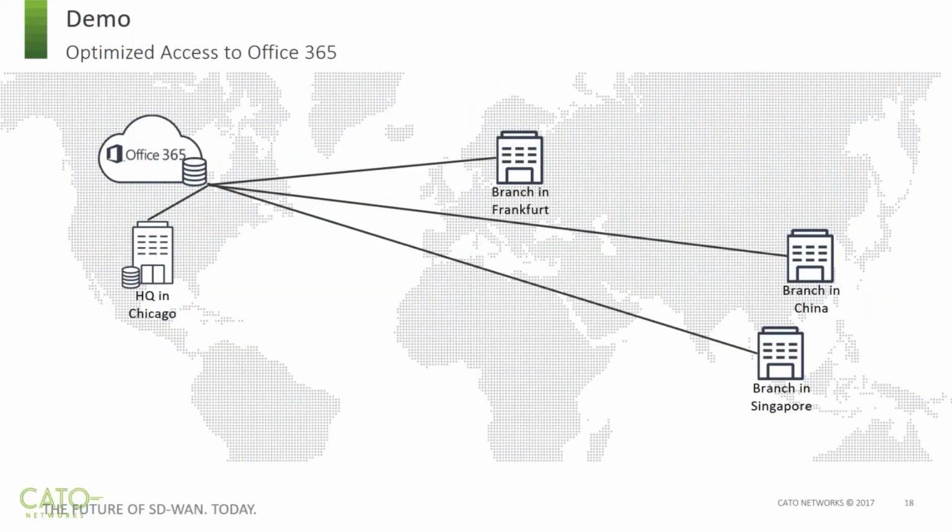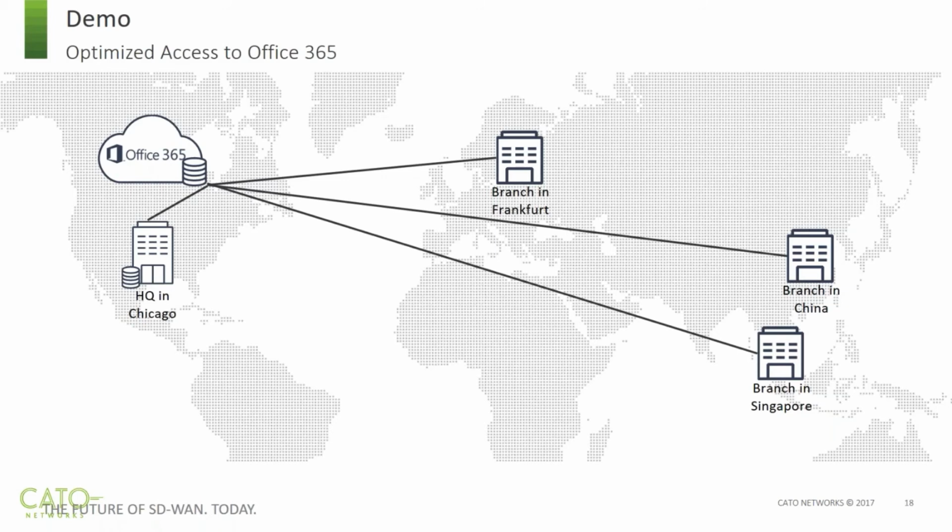So in the demo, we're going to look at an example of optimized access to 365. What we have here is a headquarter in Chicago. The company was based in Chicago in this scenario, and they established their 365 instance there. As they grew, they expanded into Frankfurt, China, and Singapore, like a lot of companies do. And because the instance was originally created in Chicago, now they need to go back to Chicago to access that instance.